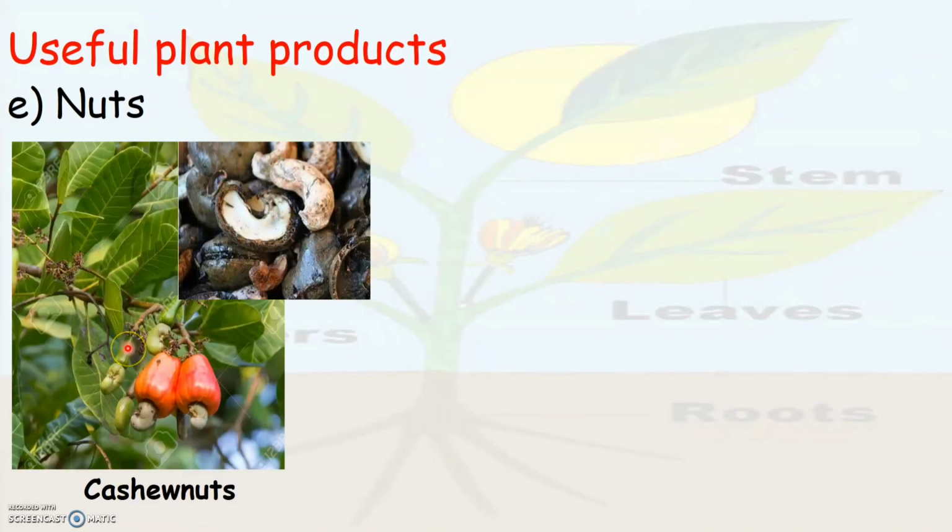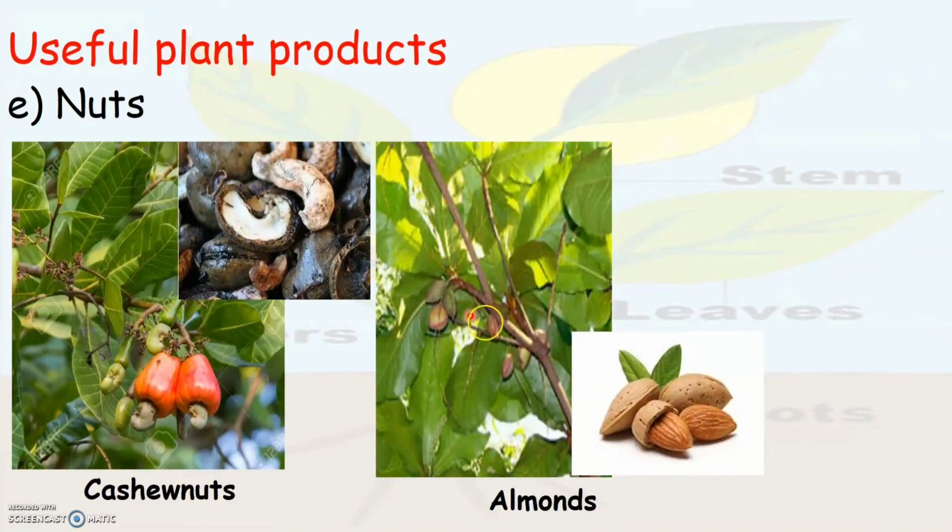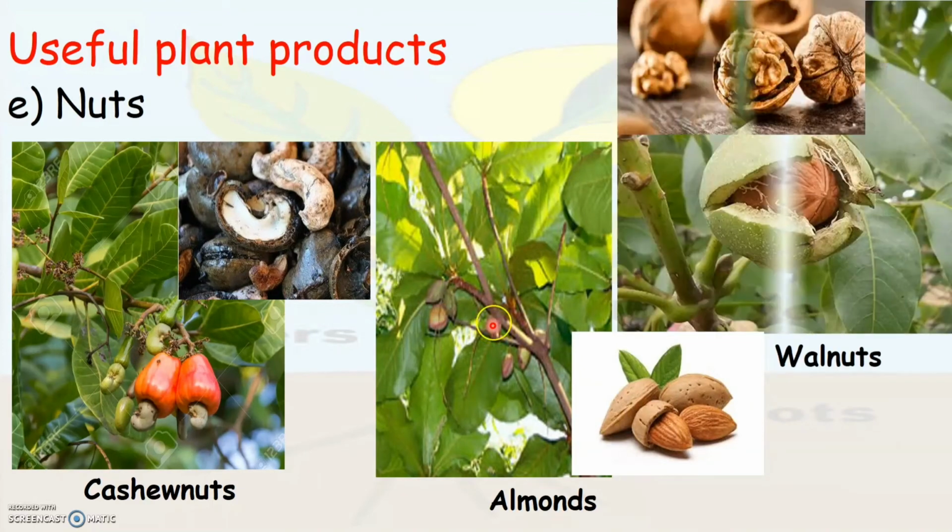Nuts like cashew nuts, almonds, and walnuts. As you can see in all these pictures, each of these nuts comes from its respective plant. A cashew nut grows like this on its plant with a shell, the same as almond and walnut.